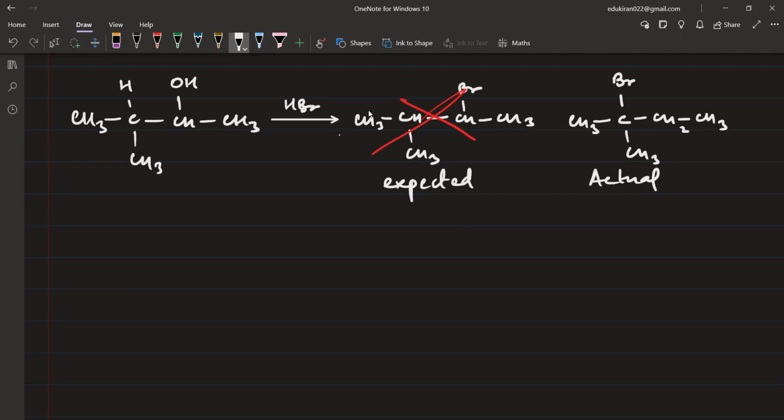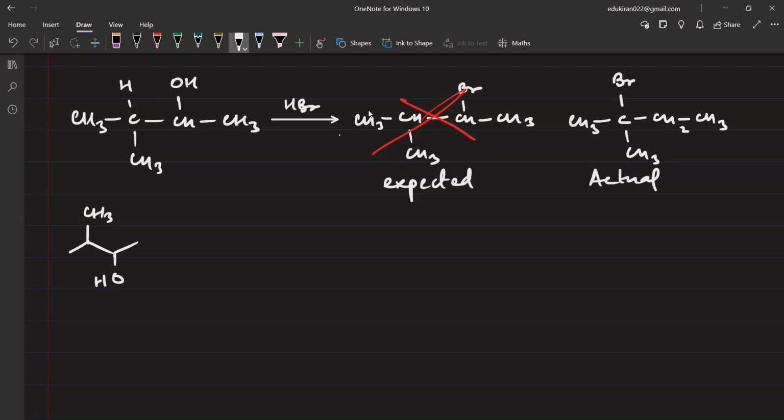So I'm going to write the bond line structure for this. We have 1, 2, 3, 4 carbon atoms, so we put 4 carbon atoms like this. The second carbon atom has a CH3 group here, and the third carbon atom has CH3, and the second carbon atom has OH.